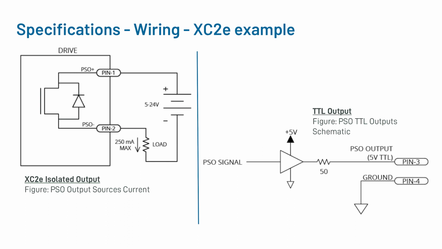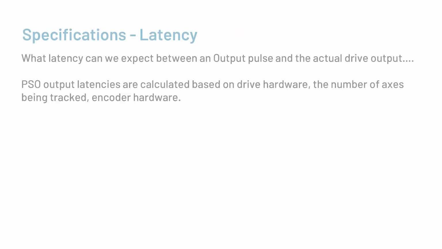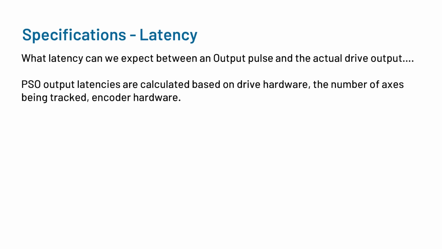For this, you will again need to review the drive's hardware manual, but a sample for the Automation1 XC2E can actually be found here, where we see both TTL and isolated outputs are supported. Last but not least, latency. Each drive or PSO configuration is going to have a latency associated with it. This represents the delay between when the drive is told to fire, i.e. the output pulse, and when we physically get an outputted pulse from the drive.